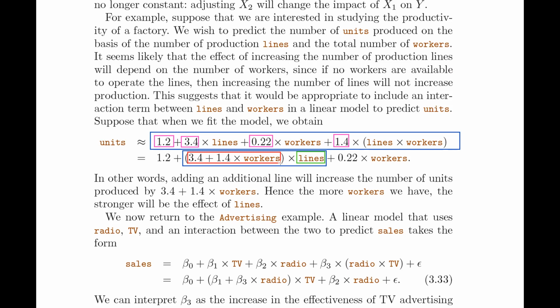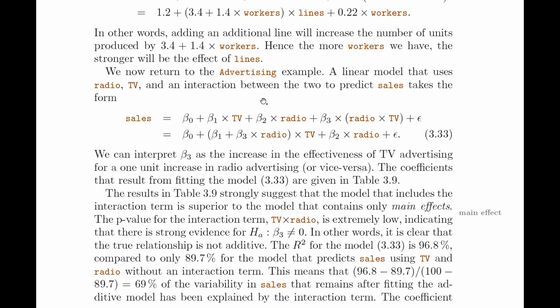Okay, now we're going to return to the advertising data. A linear model that uses radio, TV, and an interaction between the two to predict sales takes this form, but then you group the TV term with the radio times TV term. You can still think of it this way, although strictly speaking, we have three predictor variables: TV, radio, and the third variable is radio interacting with TV. You can sort of rearrange things this way.